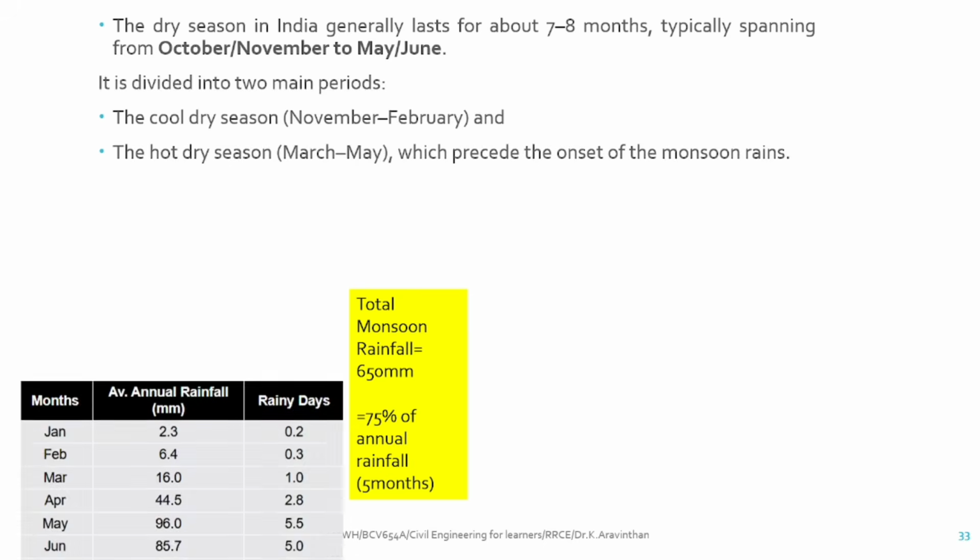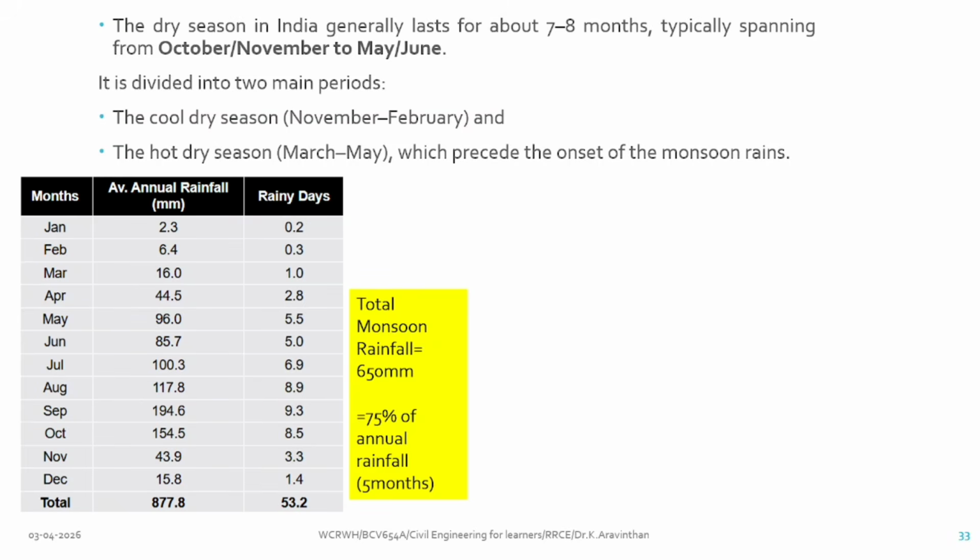Now, what are the dry seasons I have told? It could be from November to February, after October: November, December, January, February. These 4 months are dry seasons, and the rest, March, April, May, are hot dry seasons where you will be having very little rainfall, and you can use the rainwater during these days.